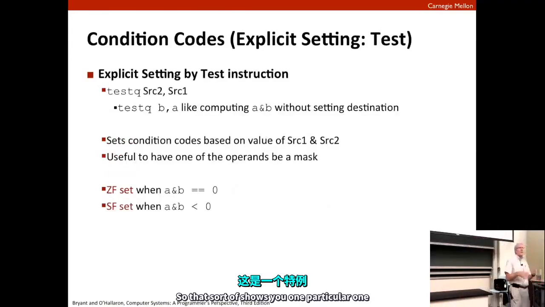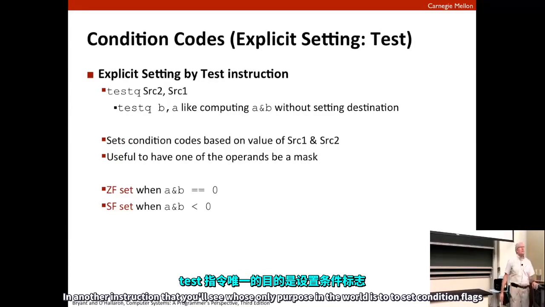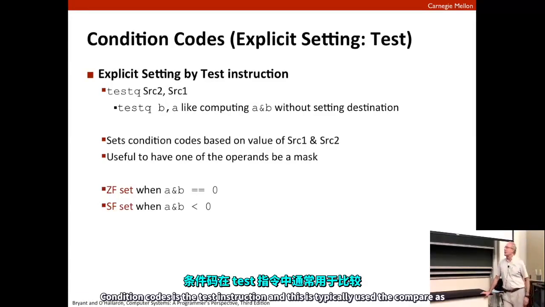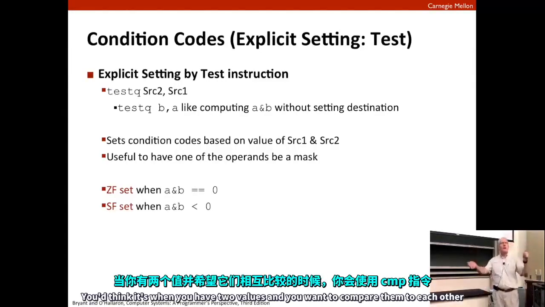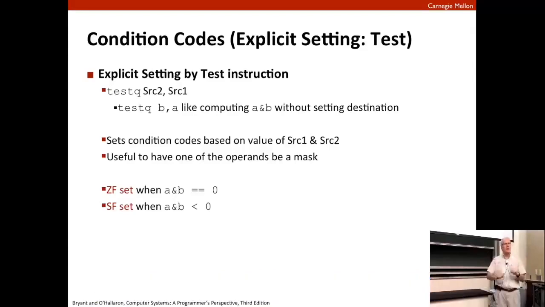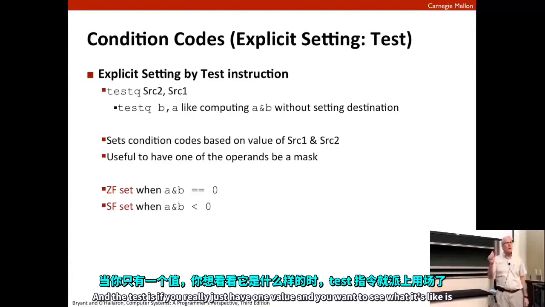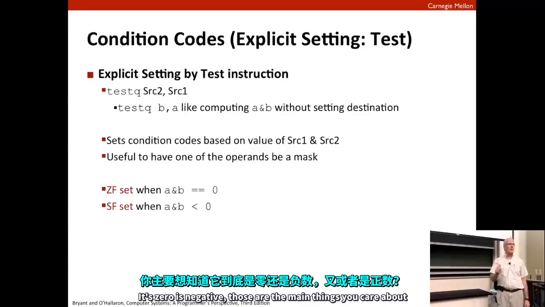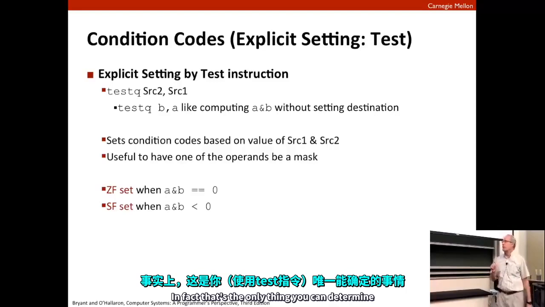So that shows you one particular instruction. Another instruction that you'll see whose only purpose in the world is to set condition flags, condition codes, is the test instruction. The compare, as you'd think, is used when you have two values and you want to compare them to each other. And the test is if you really just have one value and you want to see what it's like. Is it 0? Is it negative? Those are the main things you care about. In fact, that's the only thing you can determine.